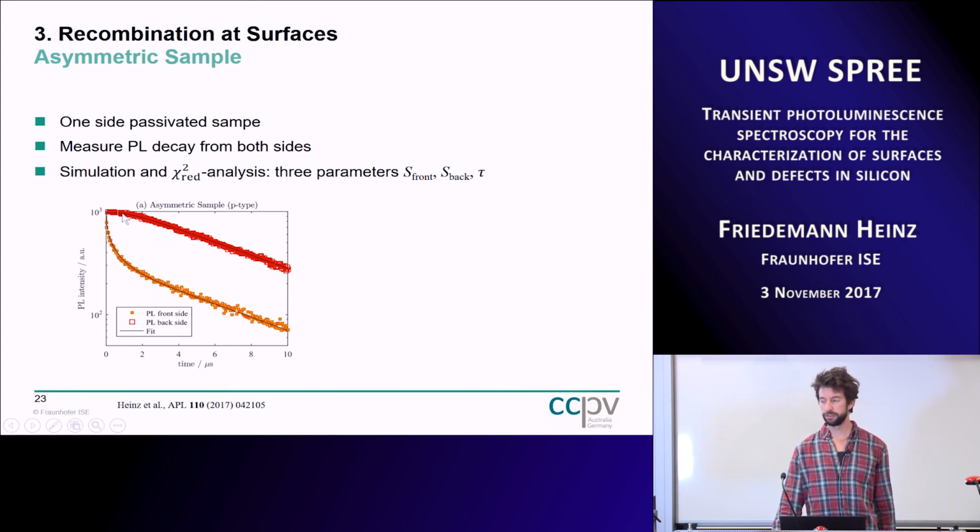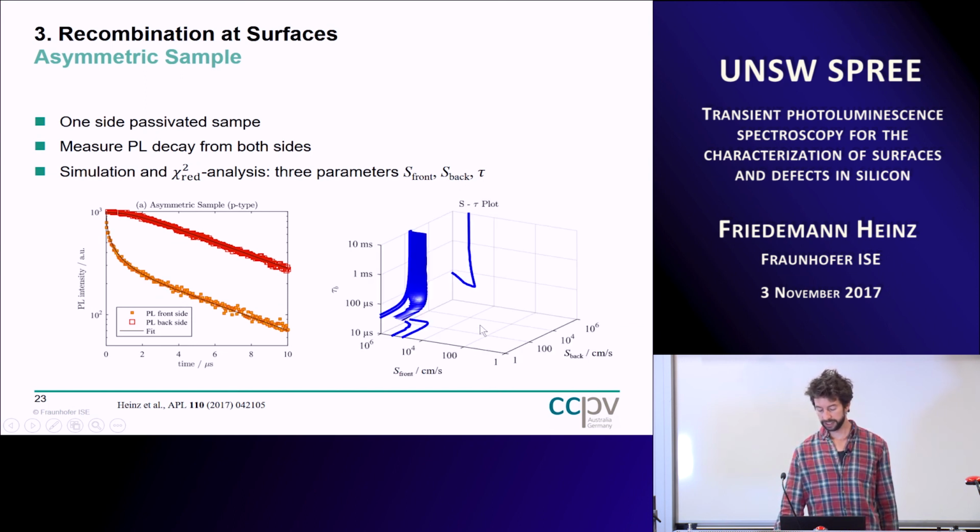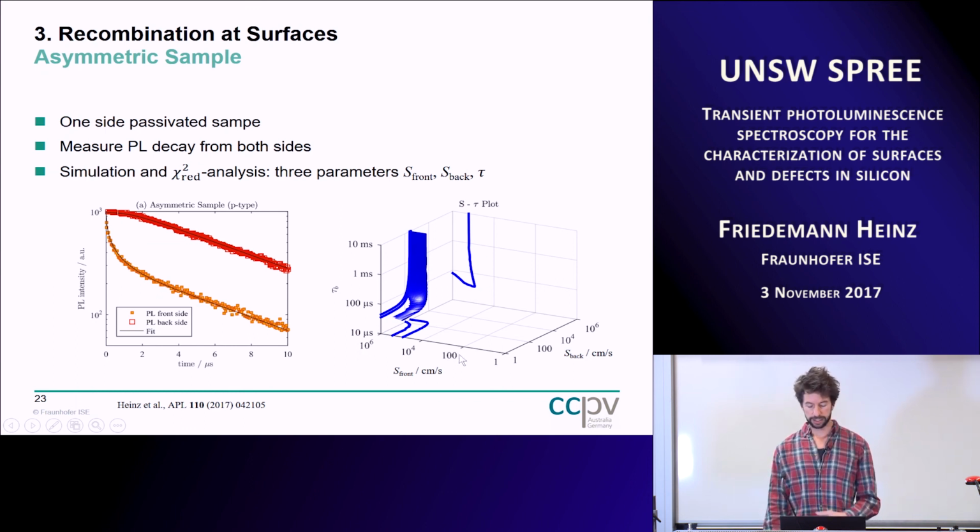This is not the case for measuring from the passivated side. Well, now simulating means that we have to simulate the variation of three parameters: front and back surface recombination and the bulk recombination. And now plotting this gives some kind of confidence volume. So in this case, we can see that the non-passivated side must be 10 to the 5th centimeters per second, the passivated side is below 200 centimeters per second, and the bulk recombination lifetime is above 50 microseconds. So this is the information we can get from such a measurement.